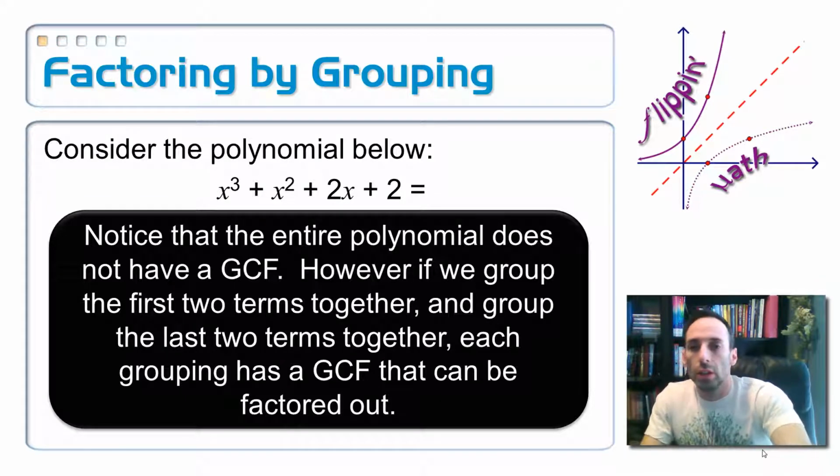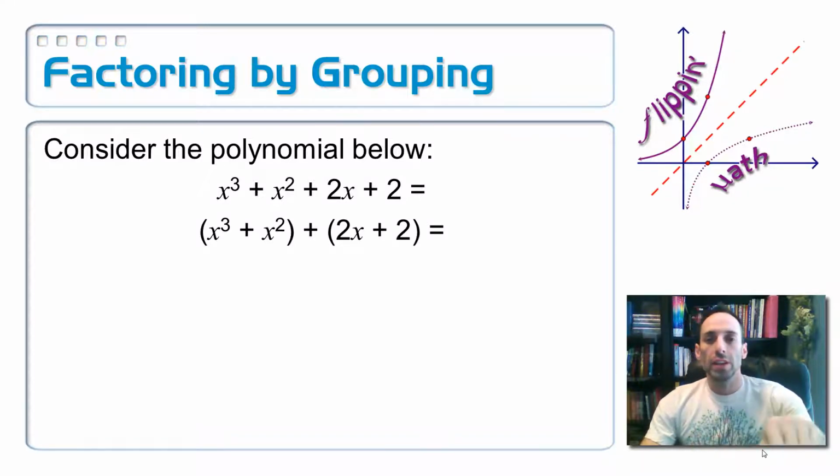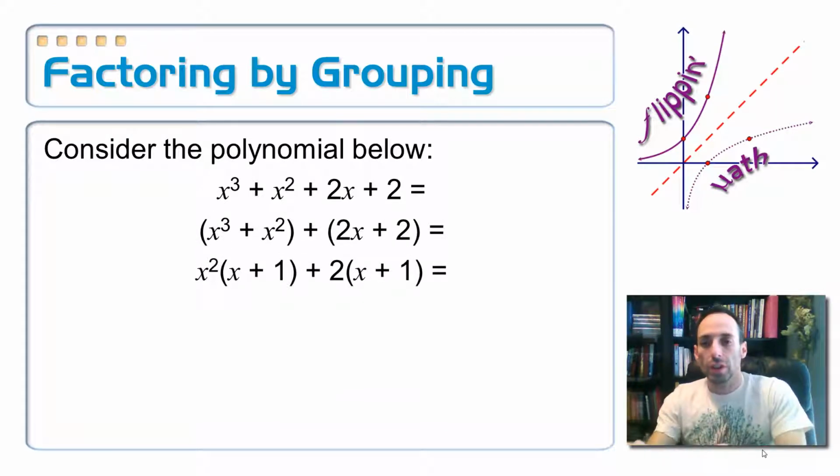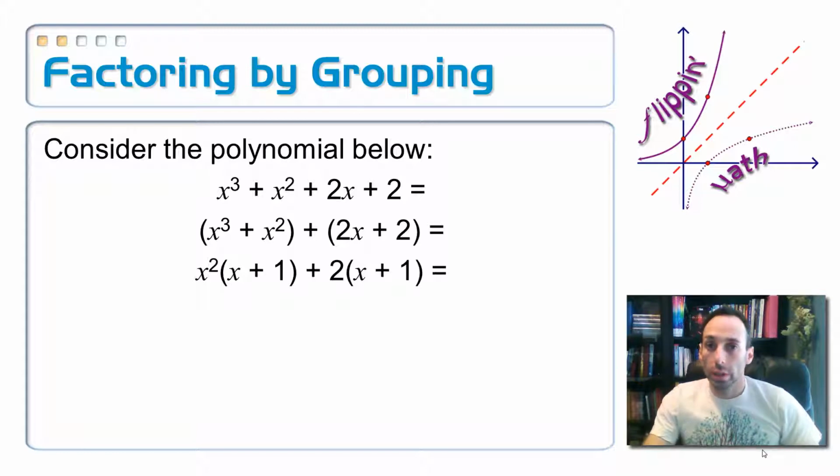So take a look. If I group up the first 2, the x cubed and the x squared, and then I group up the 2x and the 2, what is common to the first set of parentheses? I have an x cubed and an x squared. Well, in common they have an x squared, so I can factor that out. And in the second set of parentheses, what they have in common is a 2. So in the first set, you factor out an x squared, and you're left with a quotient x plus 1. On the second one, you factor out the 2, and you're left with a quotient x plus 1 again.